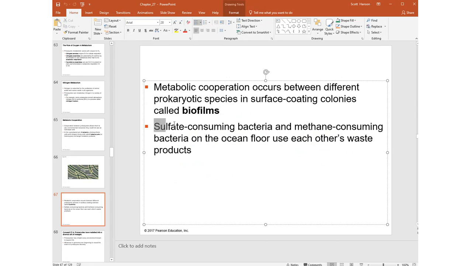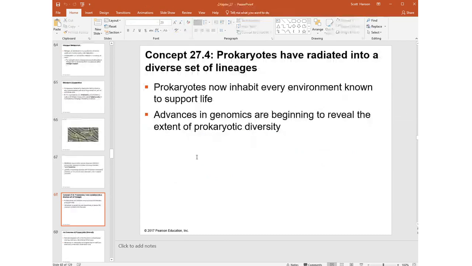So sulfate-consuming bacteria and methane-consuming bacteria on the ocean floor can use each other's waste products as food. So sulfate-consuming bacteria produce methane as waste, and it's used by the methane-consuming bacteria. And the methane-consuming bacteria produce sulfate compounds as waste, and they can be used by the sulfate-consuming bacteria. So a pretty good trade-off then.